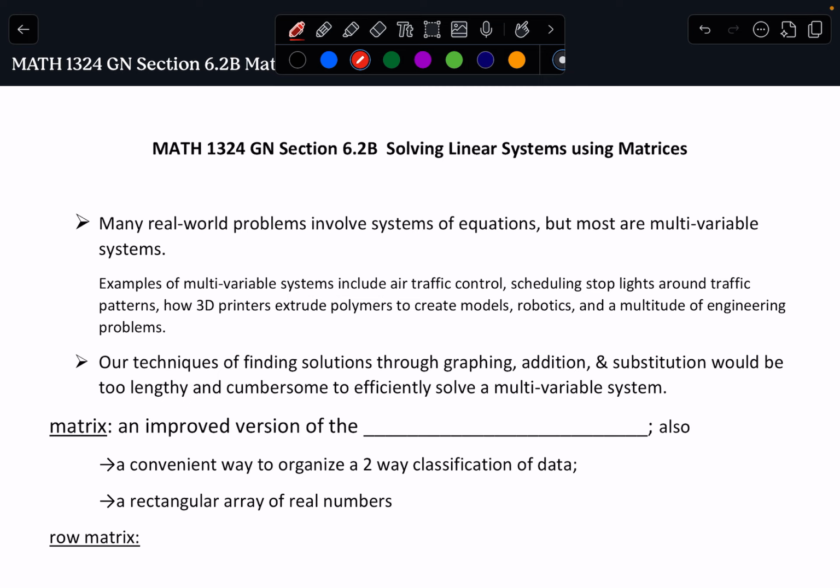Hello. So this is lesson 6.2, solving linear systems using matrices. Ignore the B. We're just doing this one.